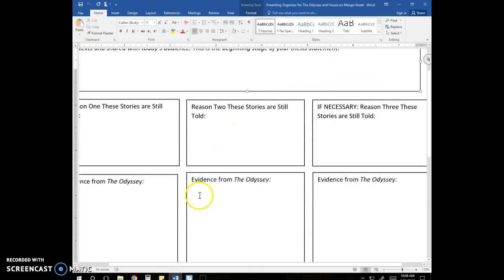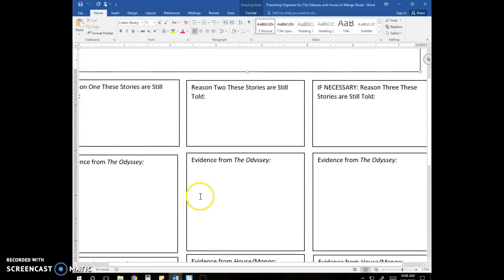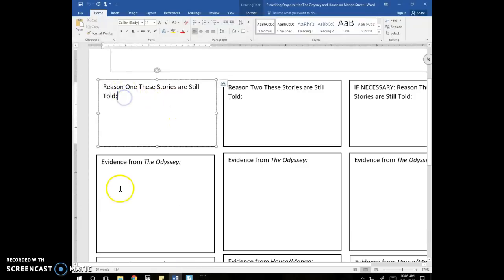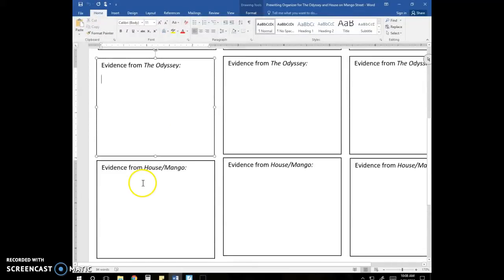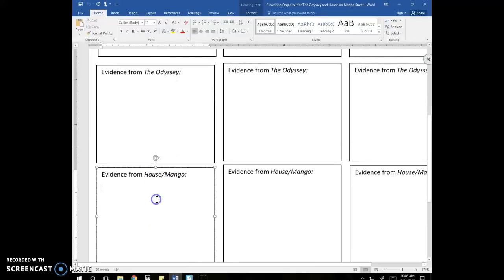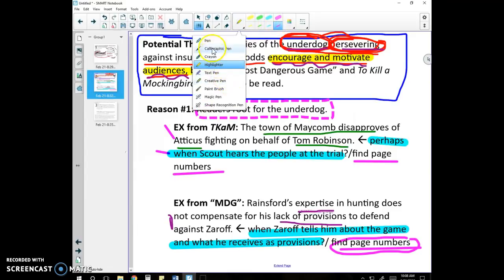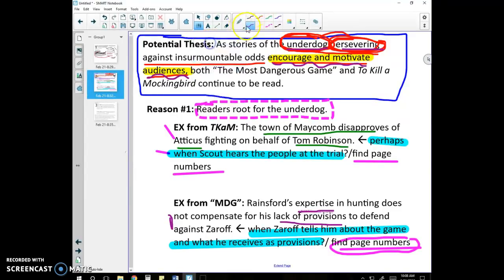This does not ask for page numbers, it just asks you to start getting these ideas ready. Right? So here I'm talking about underdogs. I've got the idea from one text and I've got the idea from another text, just like I have here. What you'll notice is missing is that there is very little, if any, commentary.